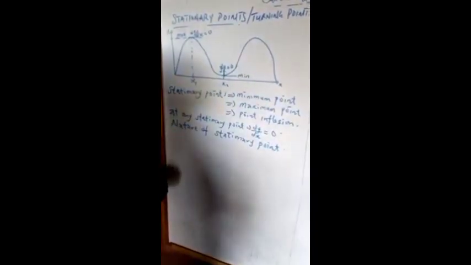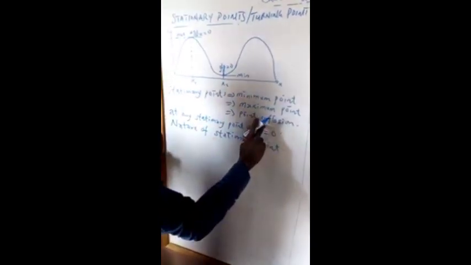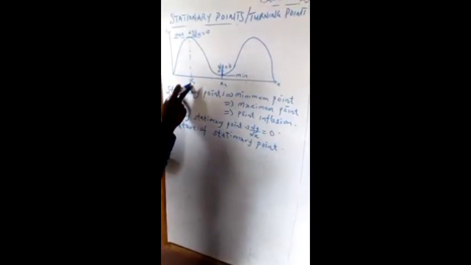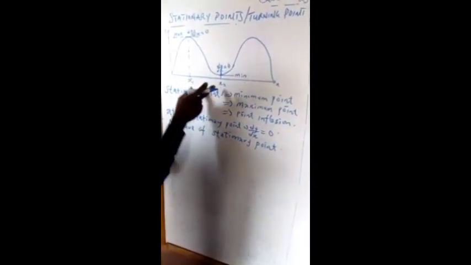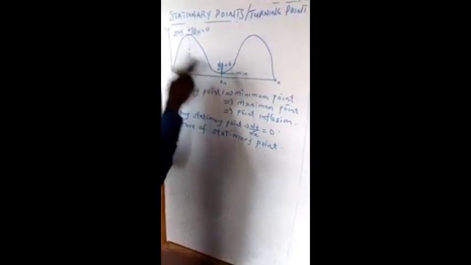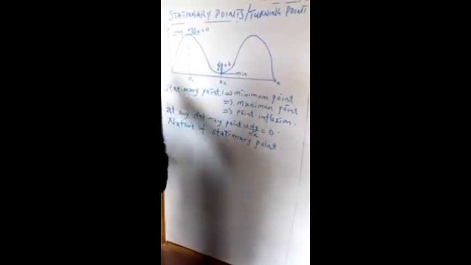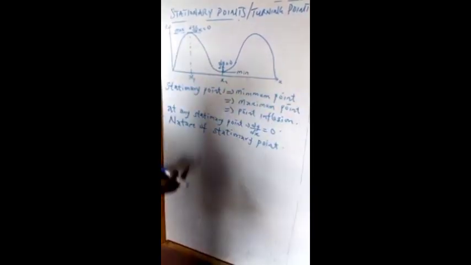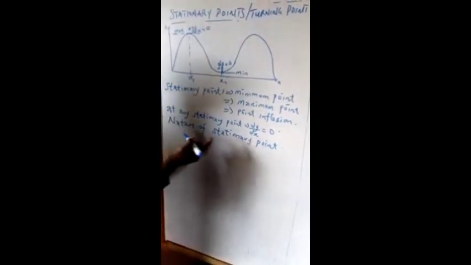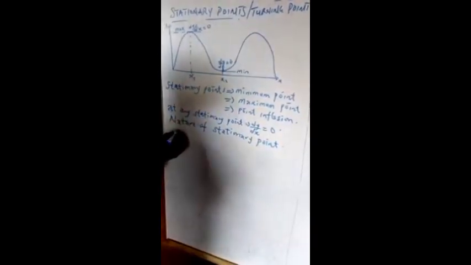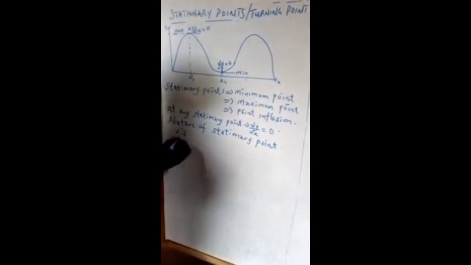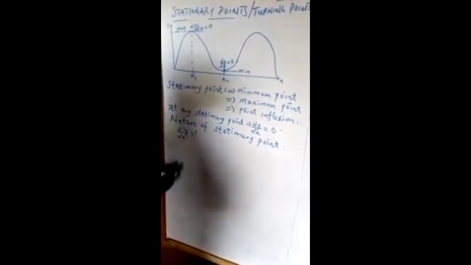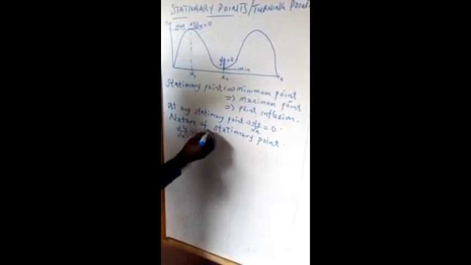You differentiate the function for the first time and equate it to 0. When you equate it to 0, you get the values x1 and x2, that is, the points x where the maximum and minimum points occur. Then the nature of the stationary point will be gotten by differentiating a second time, that is, looking for the second derivative, d2y/dx squared.